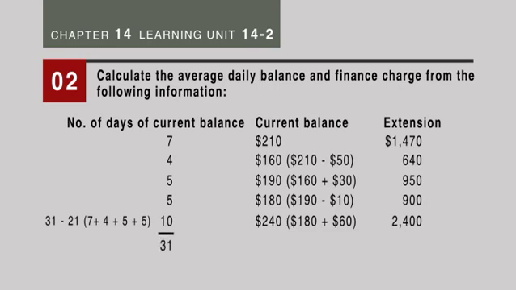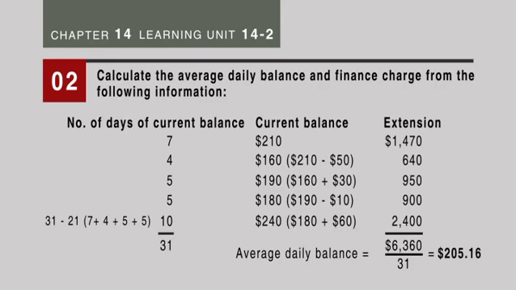We have all of our balances and our extensions. So we go through and we add up all of the extensions, the $1,470, $640, $950, $900, and $2,400, and that's going to give us $6,360. Because we have 31 days in our billing cycle, we're going to take $6,360 divided by 31 to come up with the average daily balance. Our average daily balance equals $205.16.